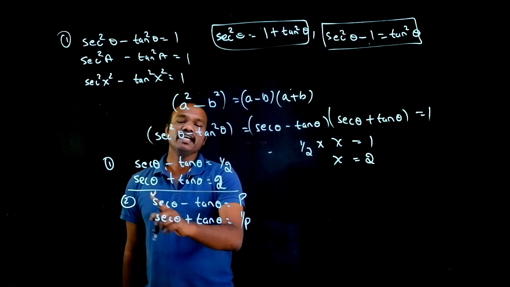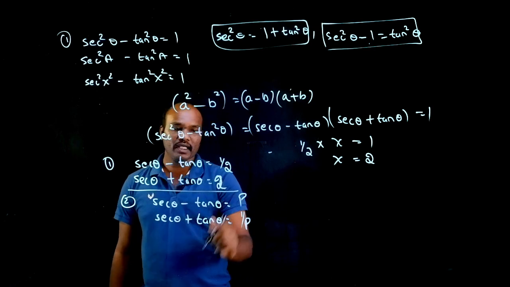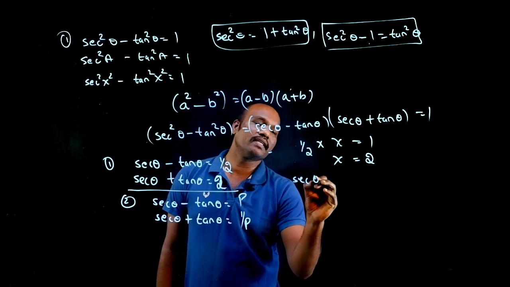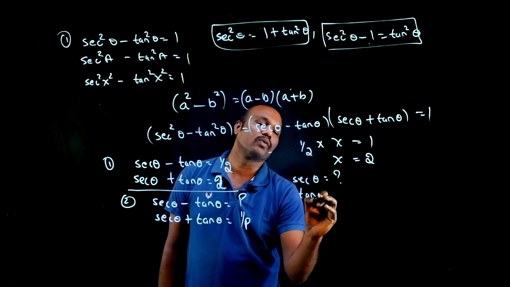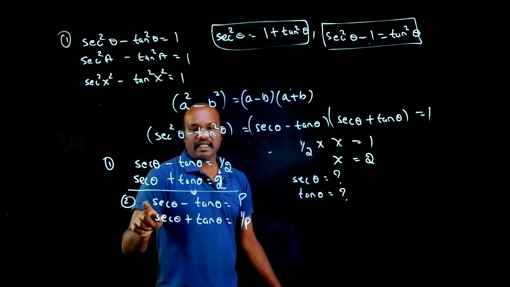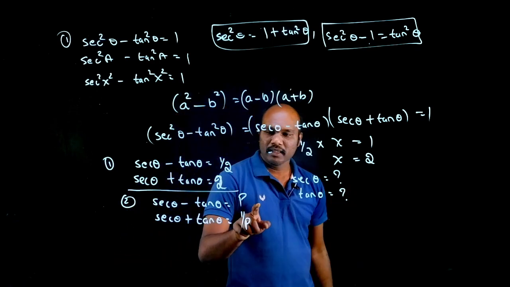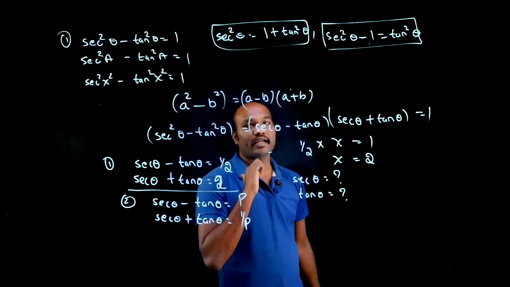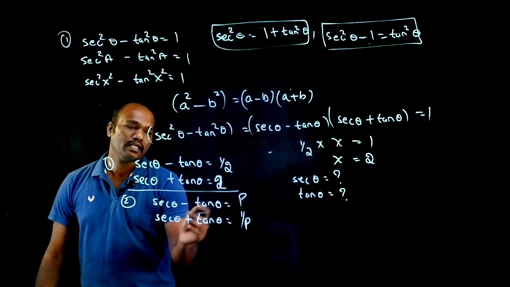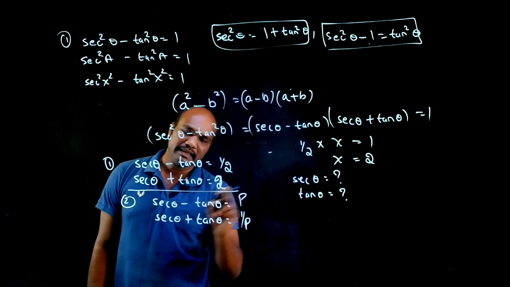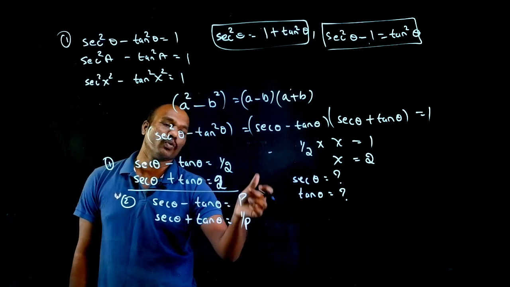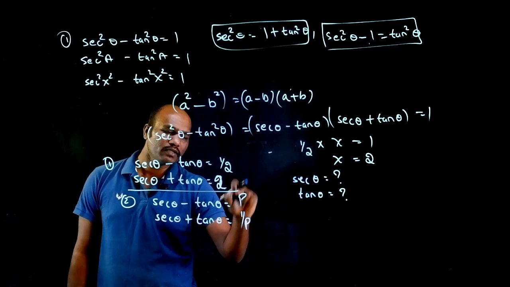Now, if they give secant theta minus tan theta equal to P, can you find the value of secant theta and tan theta? How to find it? See, it's simple. If secant theta minus tan theta is equal to P, then secant theta plus tan theta will be equal to the reverse, 1 by P.